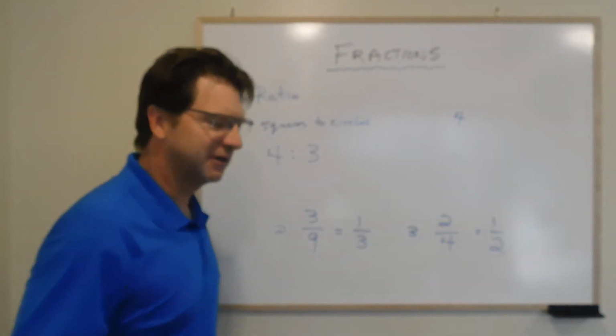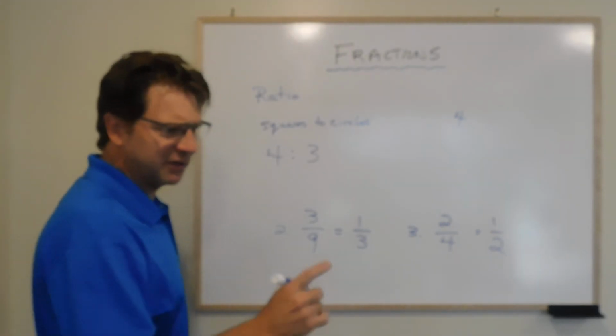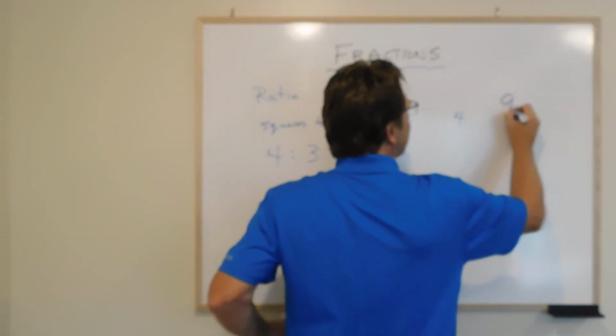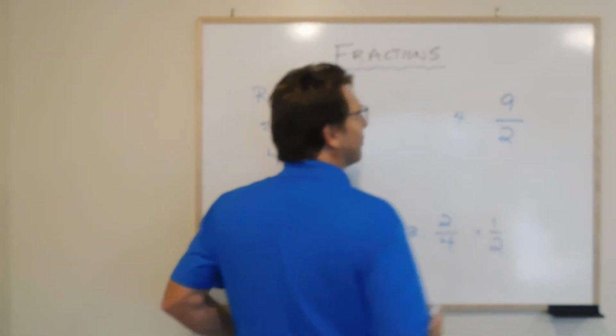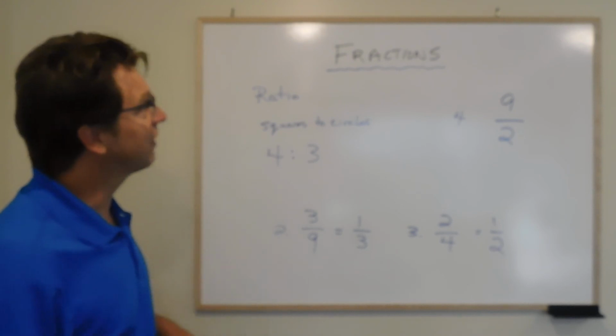Number 4 up there. Total number of shapes to pentagons. Now there are 9 shapes in total and 2 pentagons. So the total number of shapes would be 9 to the number of pentagons, which would be 2. And that's how you write your ratios as a fraction.